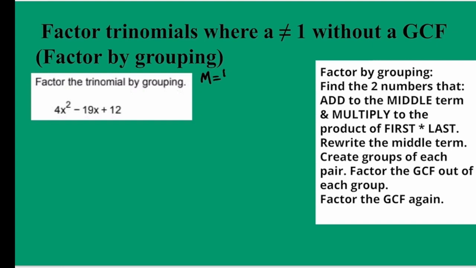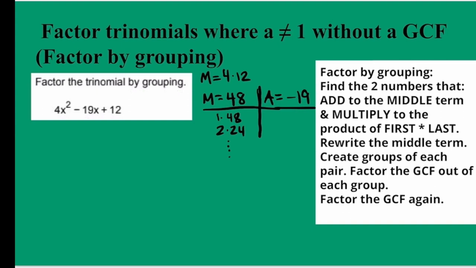We're going to look for numbers that multiply to give us 4 times 12, so they have to multiply to give us 48. They have to add to give us the middle term, which is negative 19. You can write down all the factors of 48, 1 times 48, 2 times 24, and you can keep going until you get there. I'm going to jump straight to the numbers.